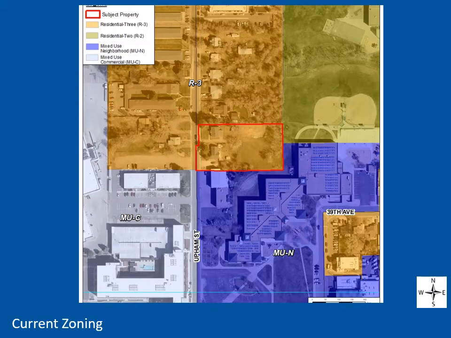The subject site is zoned Residential 3, R3, as are all of the properties in the area and to the north on Upham Street. R3 allows for a range of residential uses from single-family to townhomes and small apartments up to 12 units per acre. The mixed-use neighborhood zone is to the south and southeast, as are the vast majority of properties along 38th Avenue. This zone allows residential, commercial, and civic uses. The MUC zone district is to the southwest and includes more intensive commercial and residential uses.